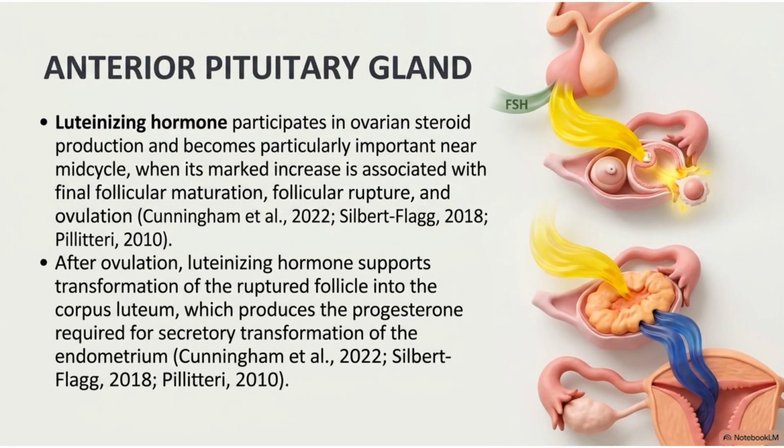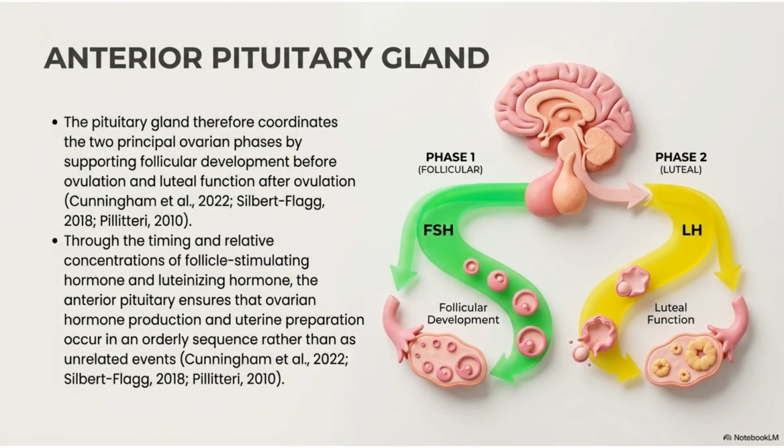Luteinizing hormone, or LH, is especially important at mid-cycle. A surge in LH triggers ovulation and later supports the transformation of the ruptured follicle into the corpus luteum. By managing the timing of FSH and LH, the pituitary coordinates the follicular and luteal phases, ensuring that hormone production and uterine preparation occur in the correct sequence.